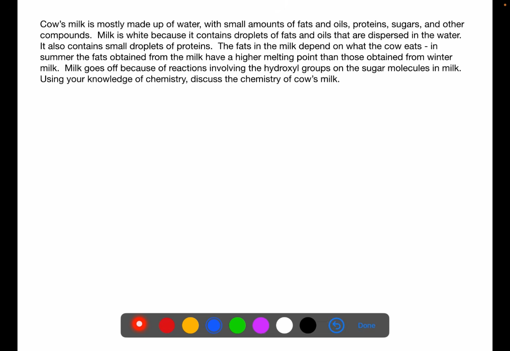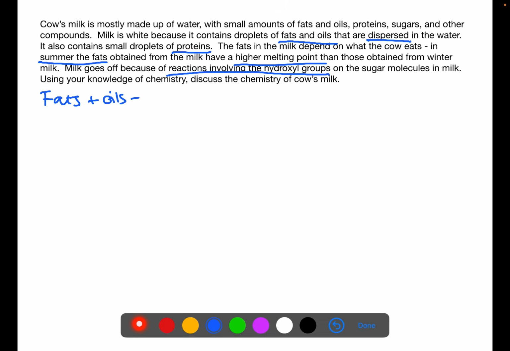So there's quite a lot going on in this question. So we have fats and oils, and it talks about them being dispersed in water, so we can look at that. We have droplets of proteins, so we can talk about the structure of proteins. We have the fats in milk depend on what the cow eats. So the summer fats have higher melting points and the winter fats have lower. And then milk goes off because of reactions involving the hydroxyl groups and the sugar molecules. So we can look at each of these in turn. Let's first look at fats and oils.